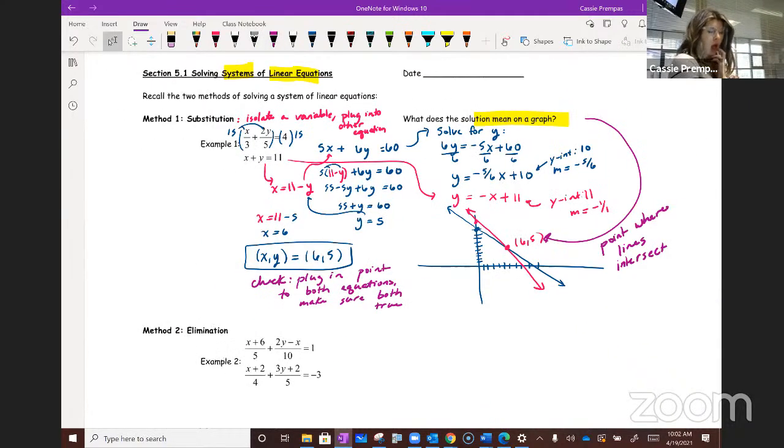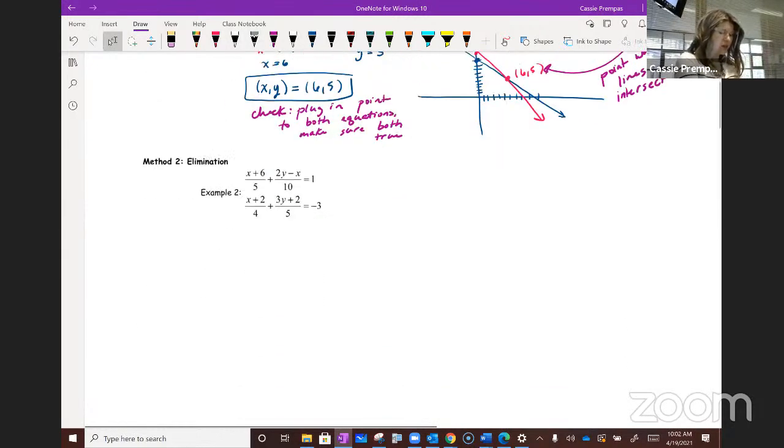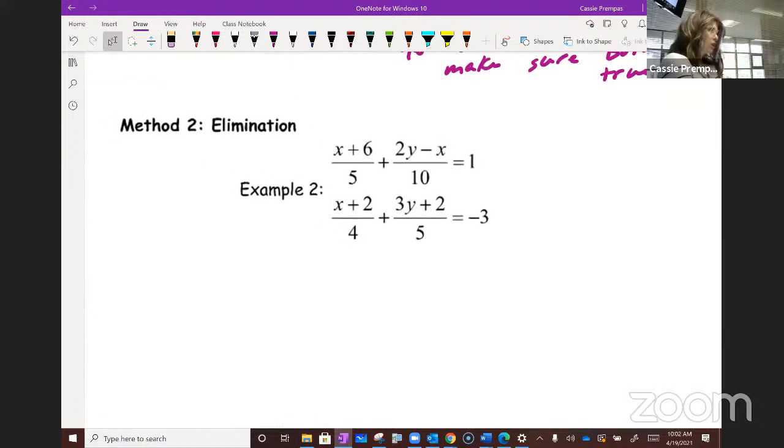Will you ever have like parallel lines, meaning that there's no... Oh, Wilbur, you read my mind. That's coming, but not till the second page. Okay. So yes, is it possible we could have parallel lines and then no solution? Definitely possible. All right, let's move on to method 2, elimination.